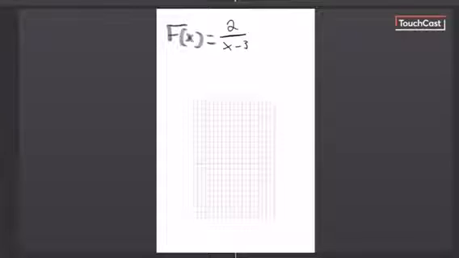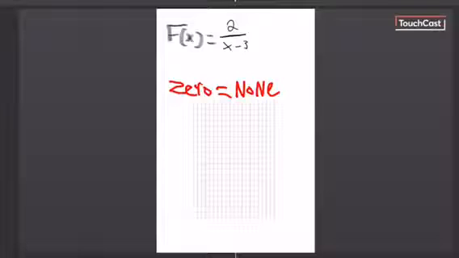Alright, so our first step is to find if there's any zeros. So all we do to find the zeros is use our trusty whiteboard here. And we're going to equate the numerator to 0, so 2 equals 0. No, 2 does not equal 0, so there are no zeros here. So zeros equal none.